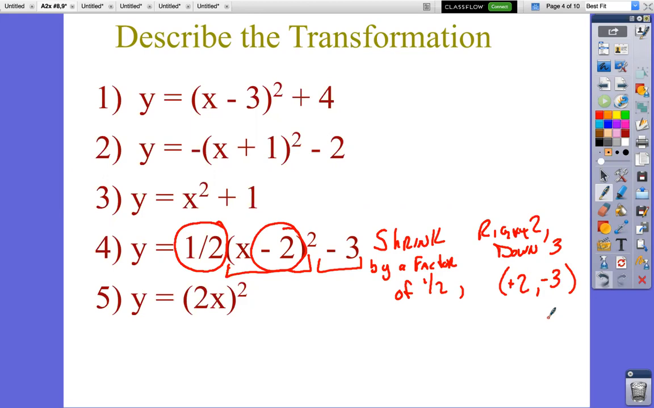All right, the last one is a trick question. Why do you think it's a trick question?